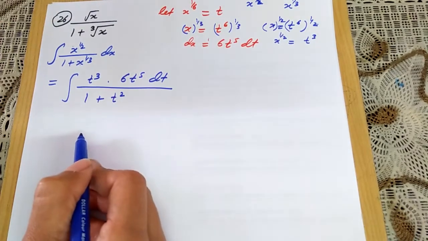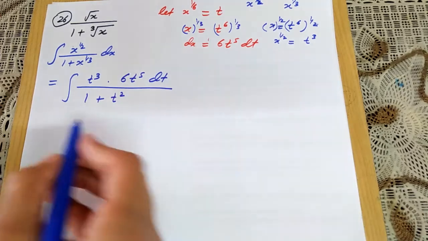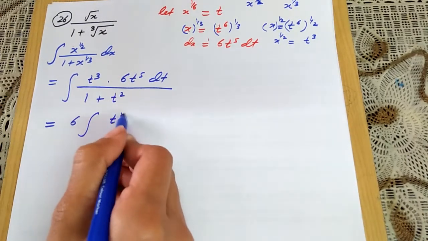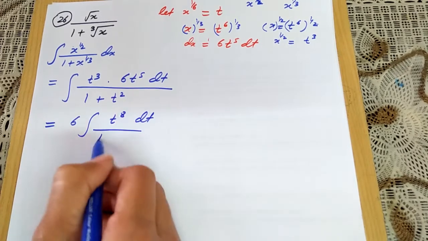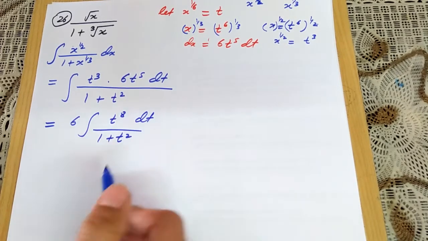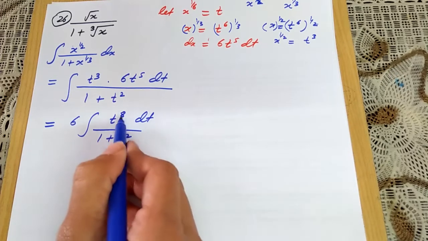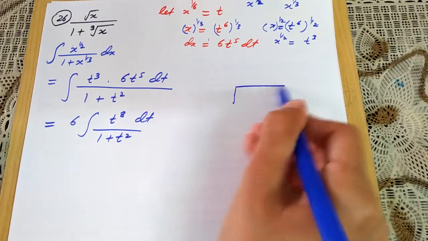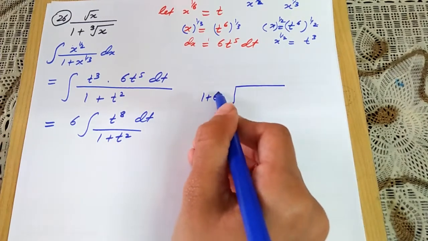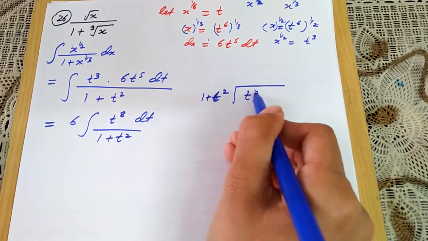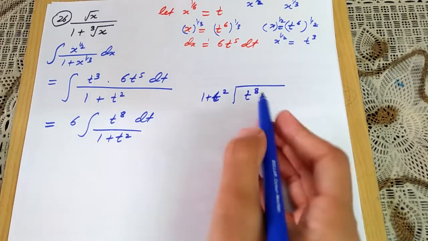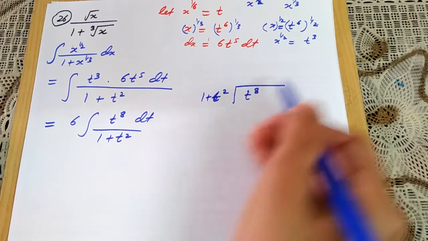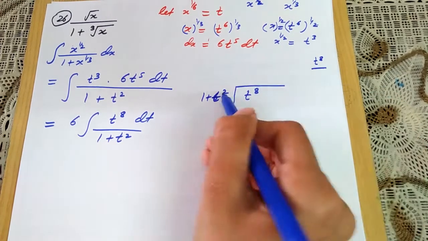That is t square. So it will become, 6 will be taken outside, integration t raised to power 8 dt over 1 plus t square. Now you see the numerator is greater than the denominator, so just divide it because it is an improper fraction. Write the denominator outside and write the numerator inside. Now t^8, you have to divide by 1 plus t square. Write t^8 divided by t square.